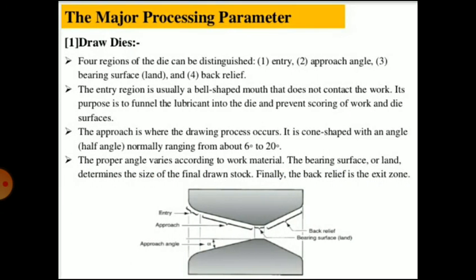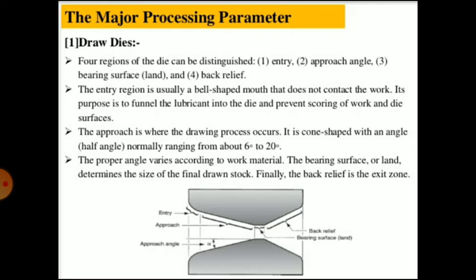The entry region is usually a bell-shaped mouth that does not contact the work. Its purpose is to funnel the lubricant into the die and prevent scoring of work and die surfaces. The approach is where the drawing process occurs. It is a cone shape with an angle normally ranging from about 6 degrees to 20 degrees. The proper angle varies according to work material.